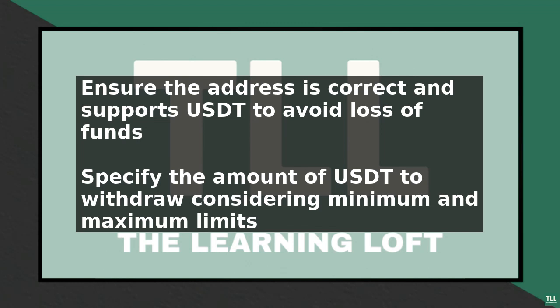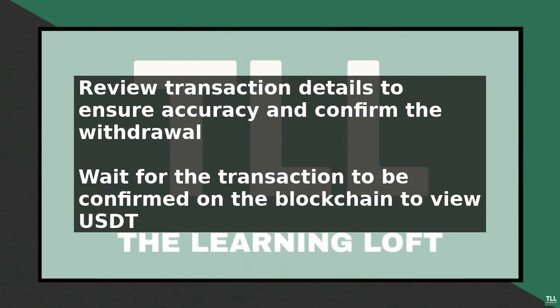Once you have entered the address and amount, review the transaction details to ensure everything is correct. If all information is accurate, confirm the withdrawal. Depending on the exchange, you may need to go through additional security checks or wait for a short period before the withdrawal is processed. The USDT will then be sent to your specified address.